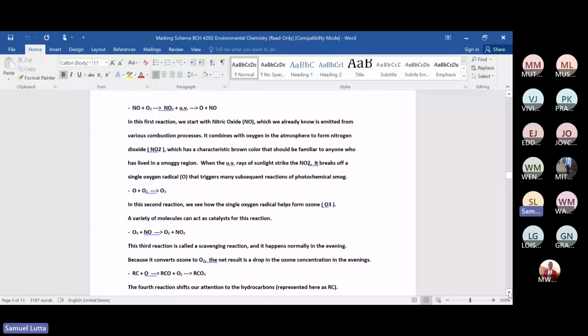And then after we have formed ozone in the second reaction, in the third reaction, the ozone now combines with NO. And this normally happens in the evening. So ozone will combine with NO in the evening to generate oxygen gas plus nitrogen dioxide.